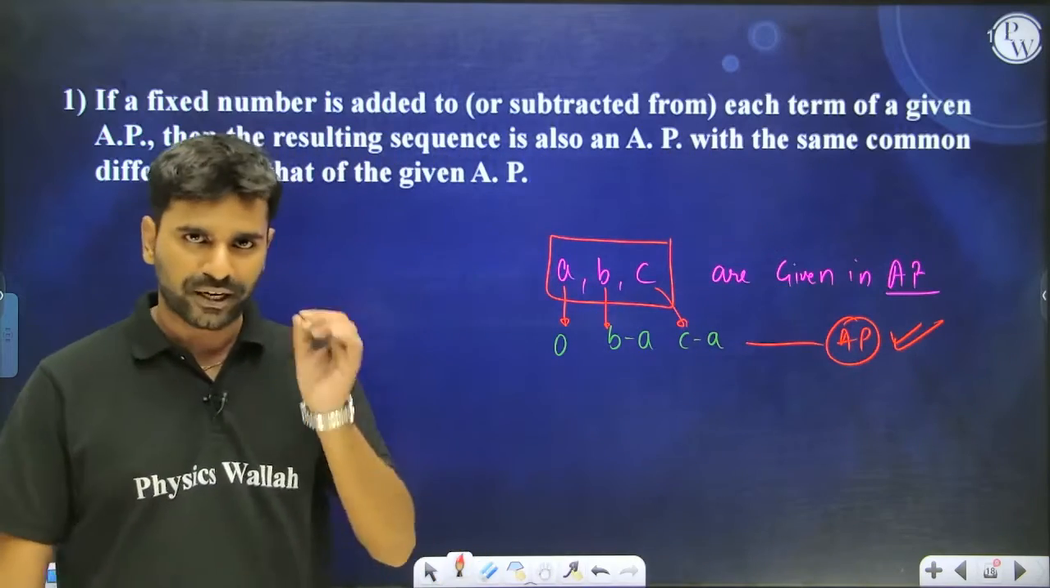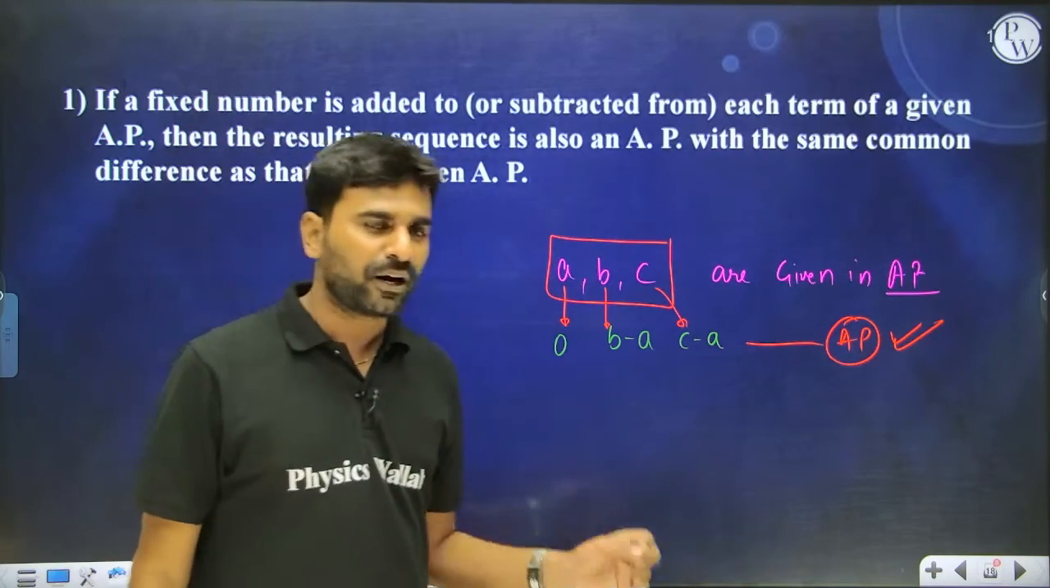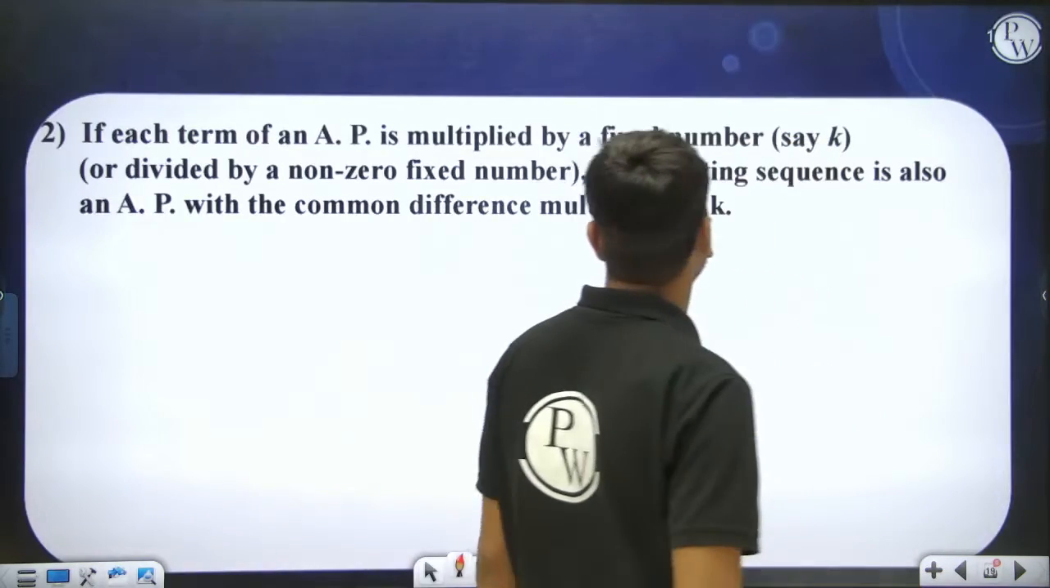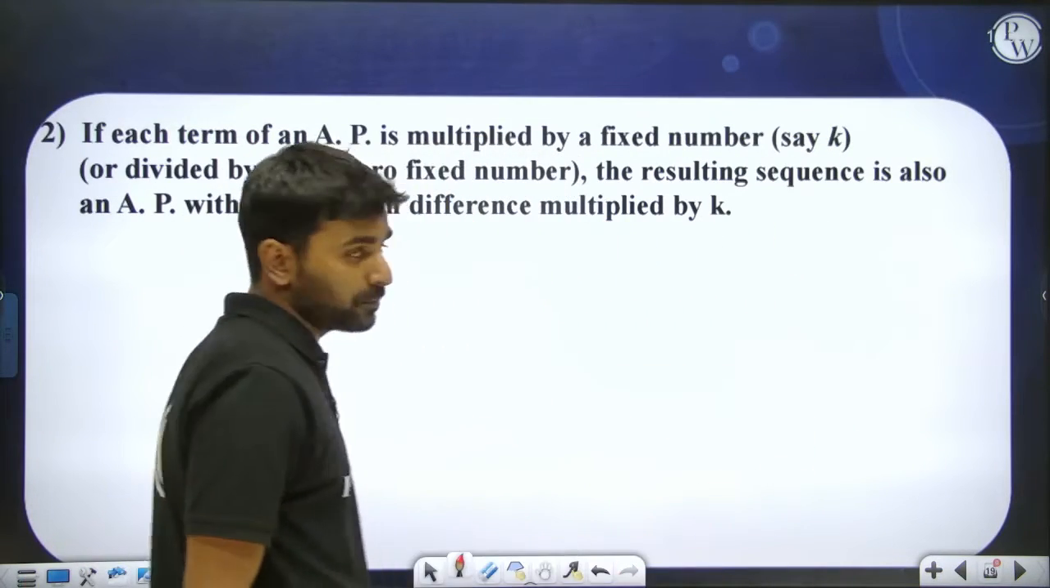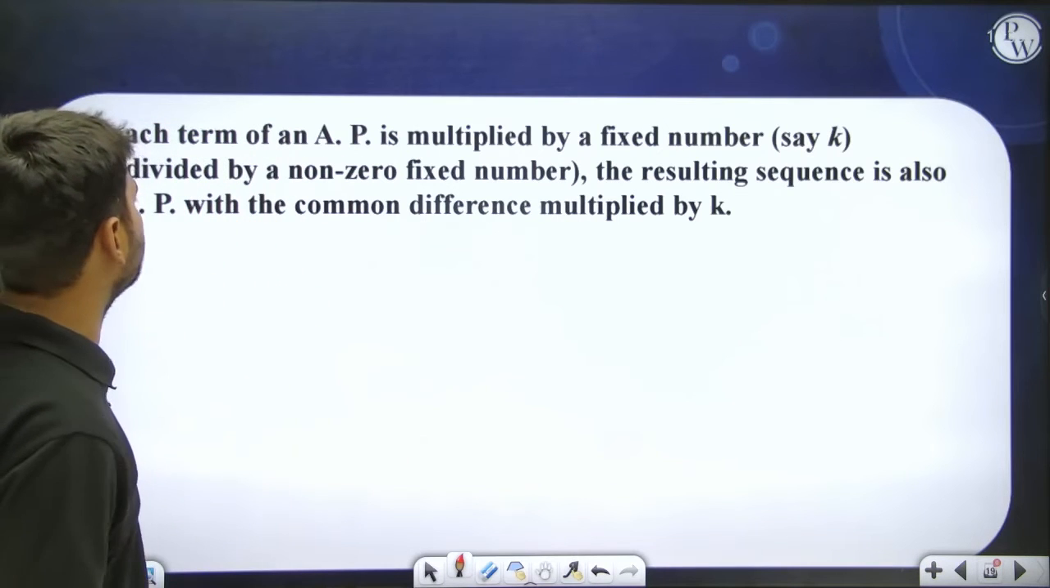I hope you people understood. This is a very important part of the topic. I have seen over the years that kids are not able to apply these particular concepts in problem solving. So that is very important. Keep this point in your mind.